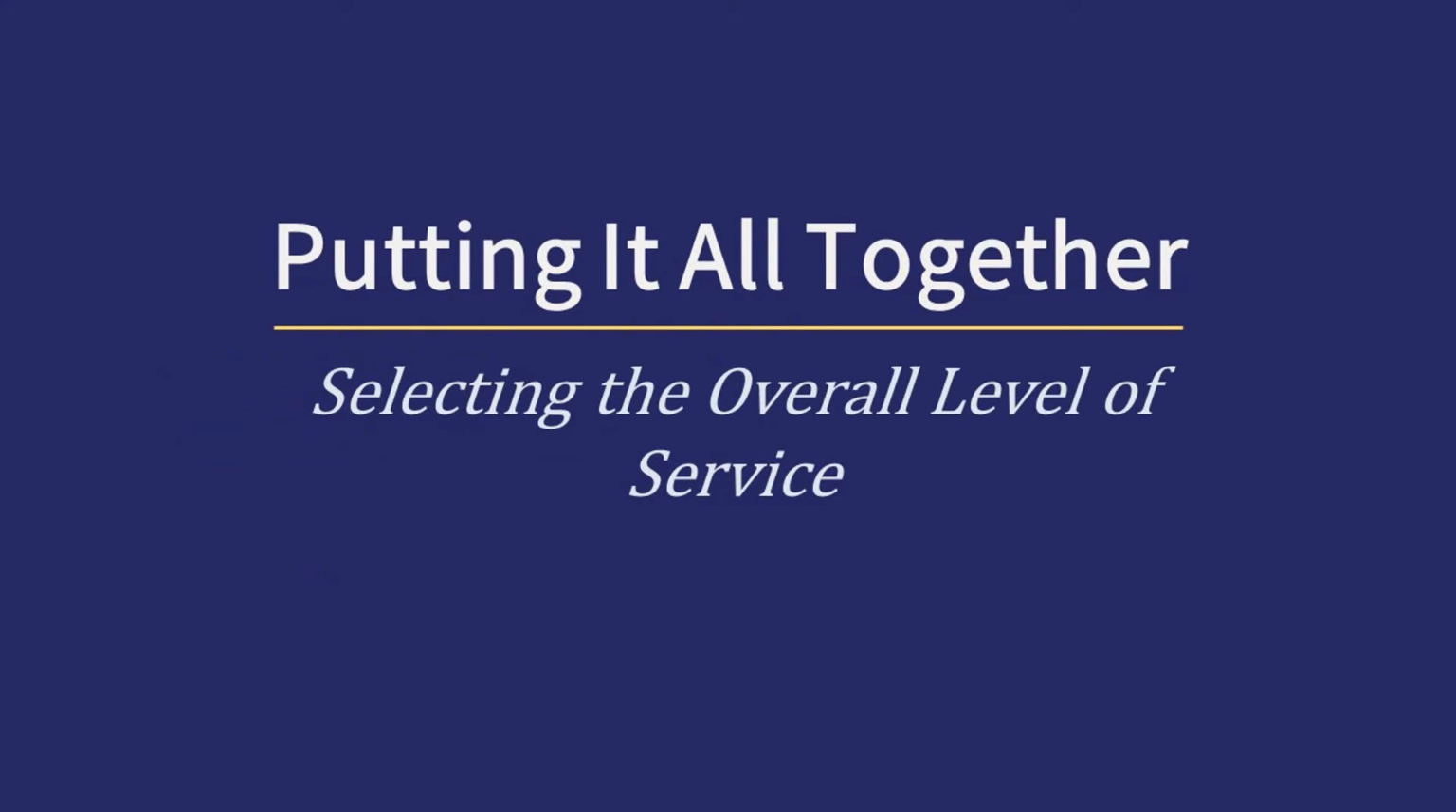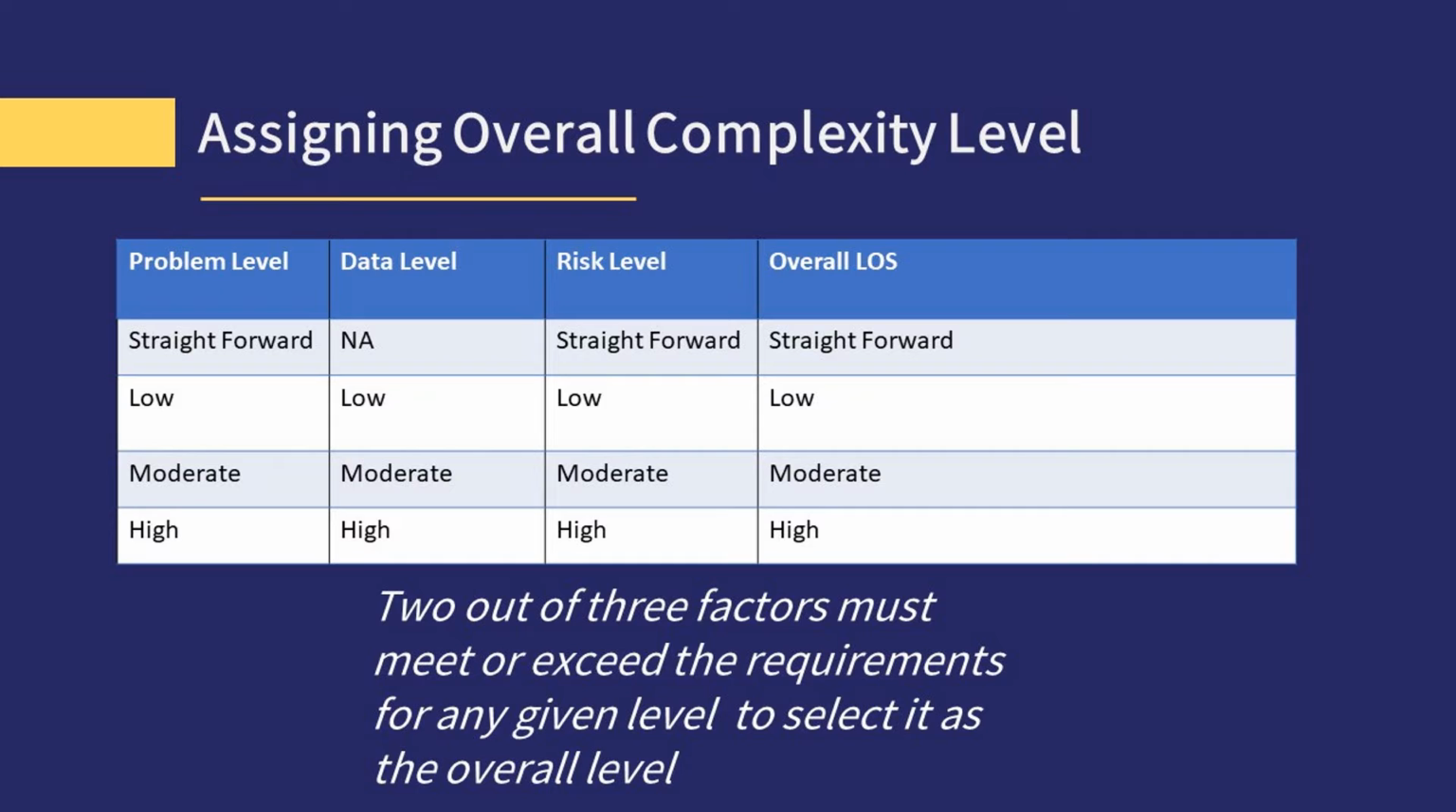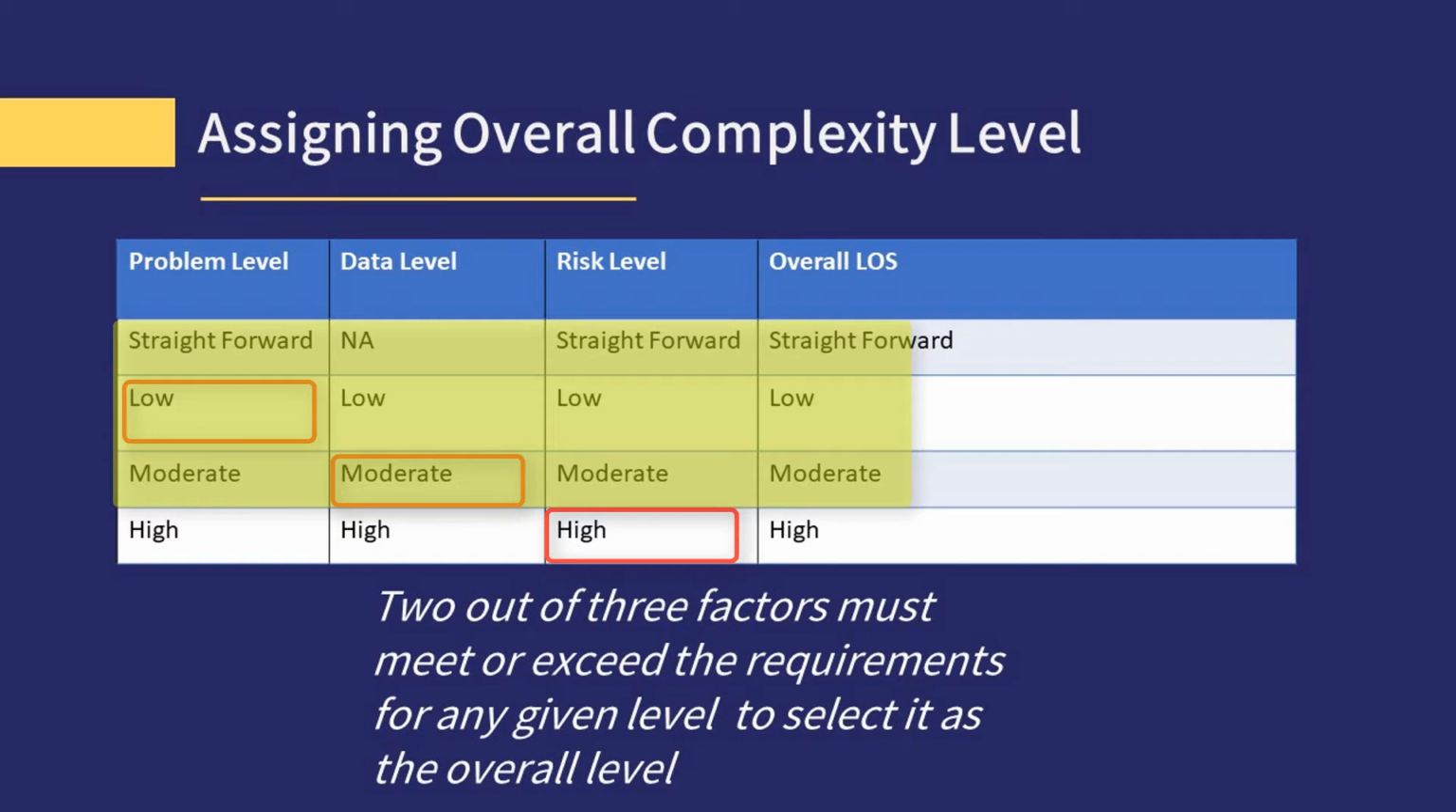Once you have assigned a complexity level to each of problem complexity, data review, and risk, the next step is to figure out the overall complexity level for the encounter. To select the overall complexity level, 2 out of 3 of the assigned levels must meet or exceed a level in order to select it as the overall complexity level. For example, if you have low problem complexity, moderate data complexity, and high risk complexity, the overall complexity is moderate.